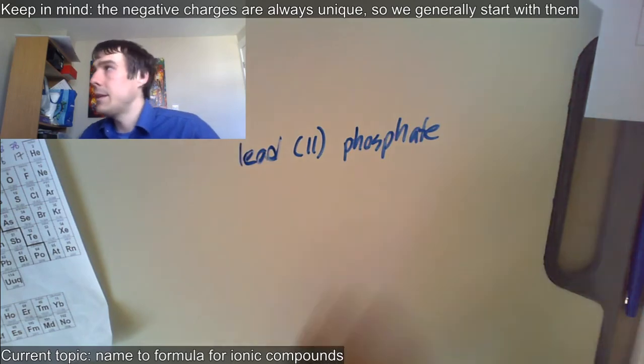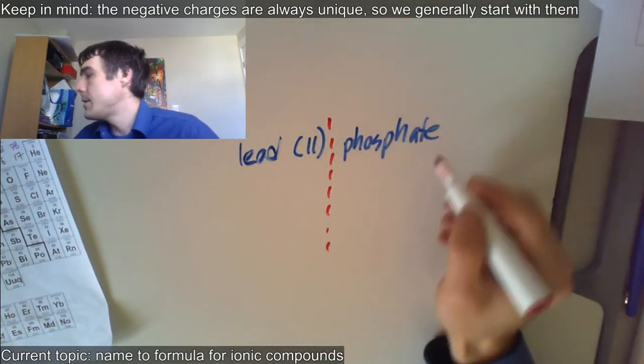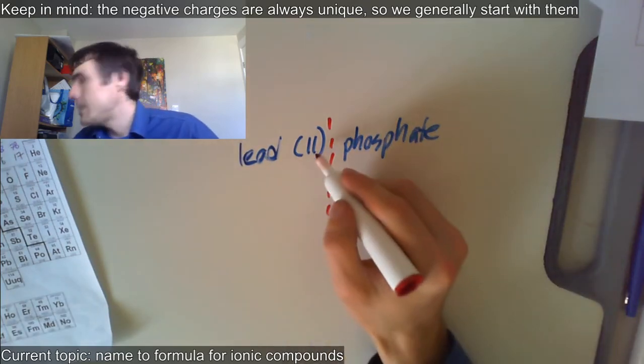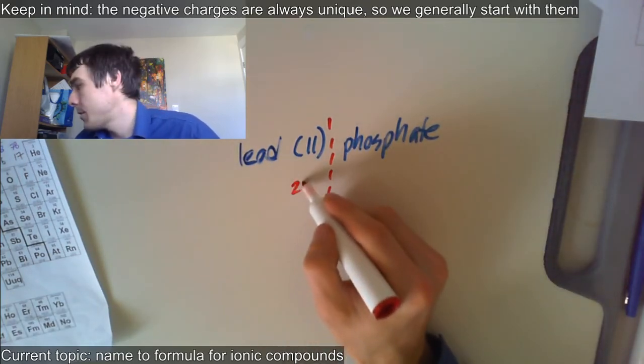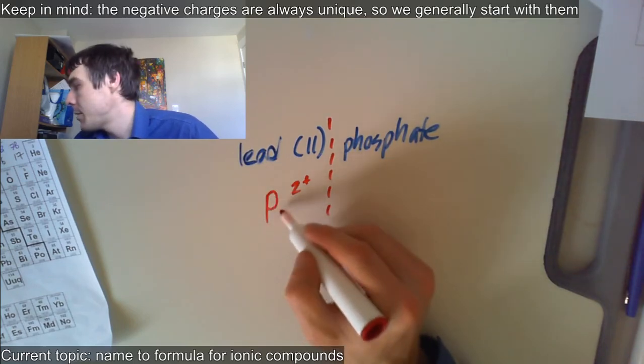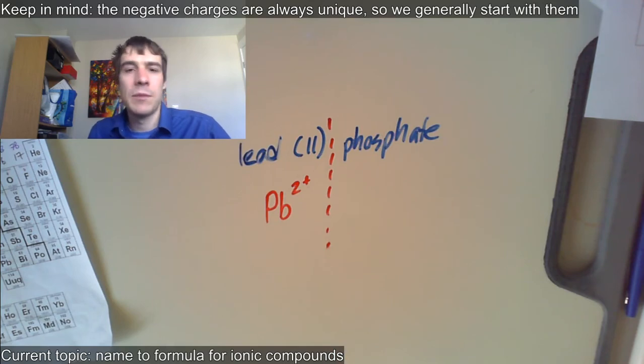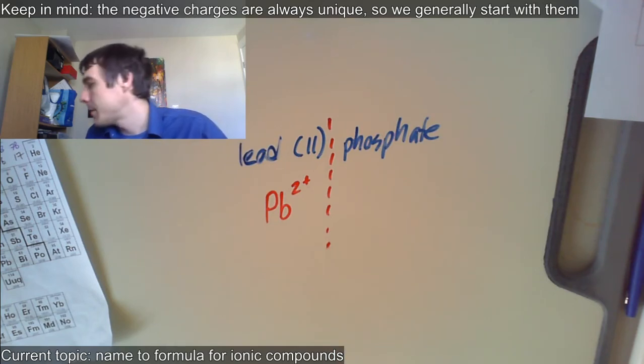Same concept: negatives are unique, so we can split it so that the negative is unique. We know that lead 2 has a charge of 2 plus. That's what the 2 means. Lead has the symbol Pb, from the Latin plumbum. It's actually where the word plumber comes from, because they worked with a lot of lead in the past.